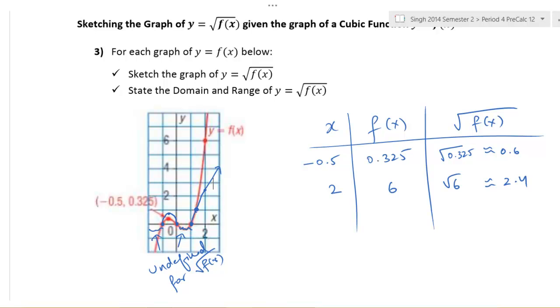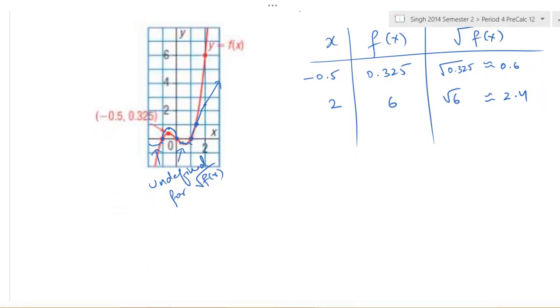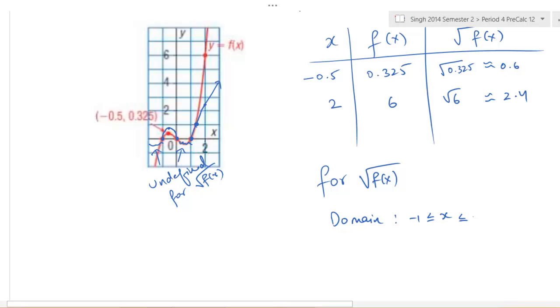One final step, let's identify the domain and range of our new function. So for square root of f of x, our new domain is going to be, now we have a piecewise domain. Our new domain is going to be x is bigger than or equal to -1 and less than or equal to 0. It's valid there. And x is bigger than or equal to 1, it's valid in that region.